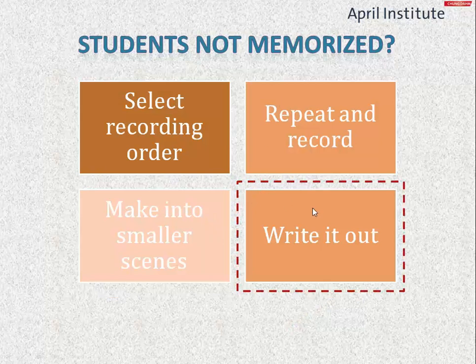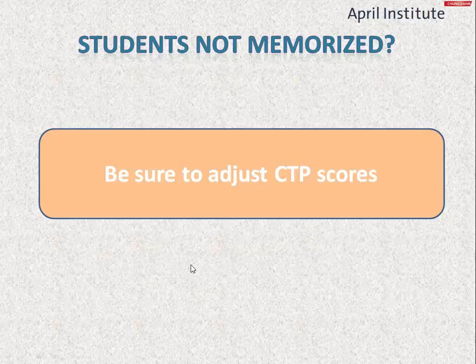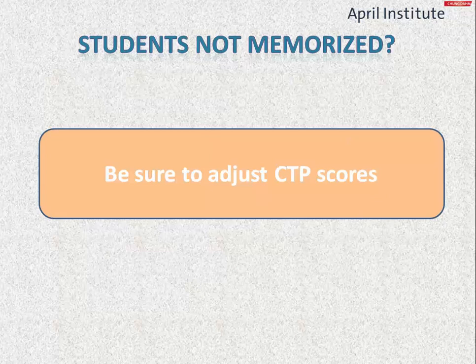And lastly, write it out for them. But you have to be really careful about this because you don't want them to rely on it. And the last thing that you want to keep in mind is you should be sure to adjust the creative thinking projects. So I know that sometimes writing it out seems like we are just telling them. But I think that by still allowing students to, even if they didn't memorize, have a good final product and still feel that they were treated with respect, then they'll be more likely to do a better job next time.